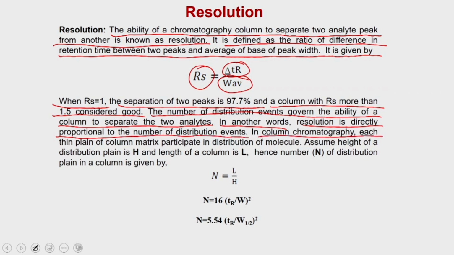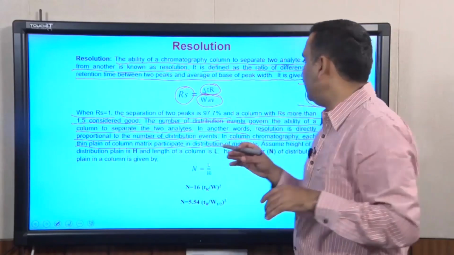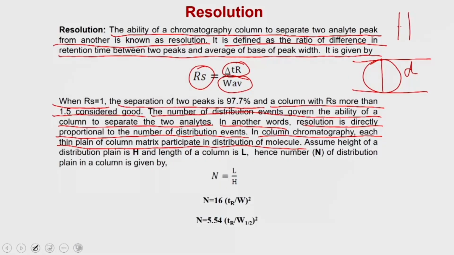In column chromatography, each thin plane of the column matrix participates in the distribution of a molecule. Now, you can assume that if you have a bead whose diameter is d, the individual planes which are going to make the distribution are of d height. So, if you have a column of a given height, you can theoretically calculate how many distribution planes are present.